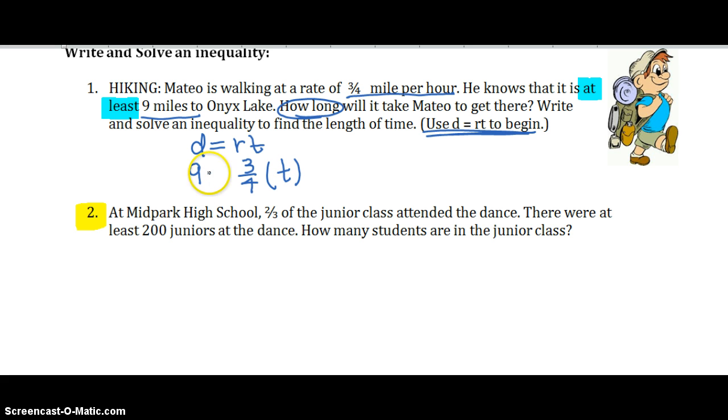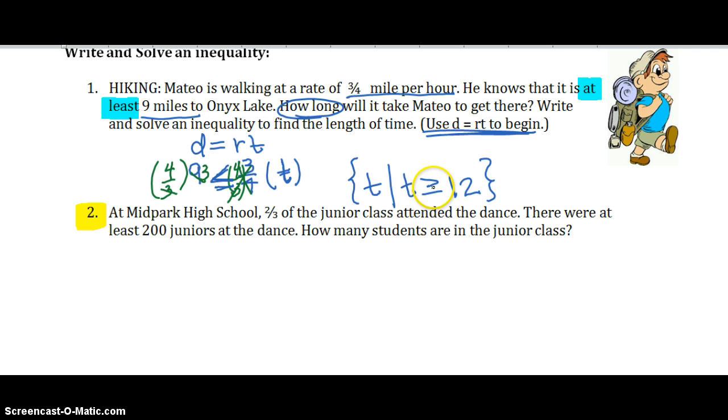So if it's at least 9 miles, the distance could be greater than or equal to 9. So to undo multiplying by a fraction, you divide by a fraction, which means then you flip and multiply. So we're really going to end up multiplying both sides by 4/3, which of course cancels. And this 3 goes 3, and 3 times 4 is 12. So the end result, t such that t, now be careful here, t is greater than or equal to 12. So it's going to take Mateo at least 12 hours to get there. That's his time.